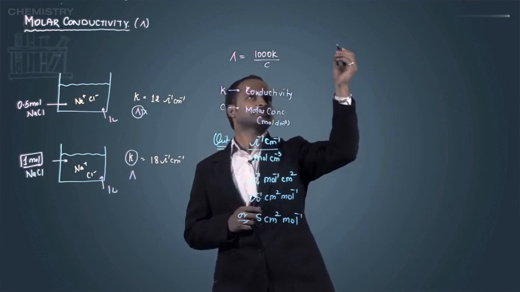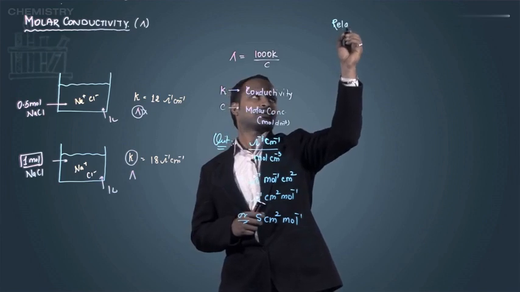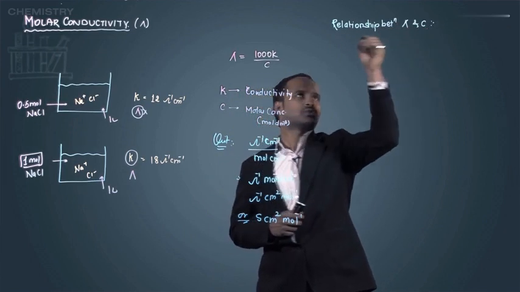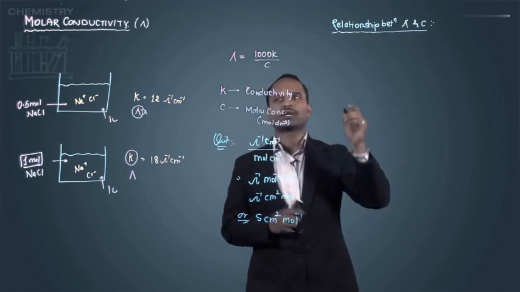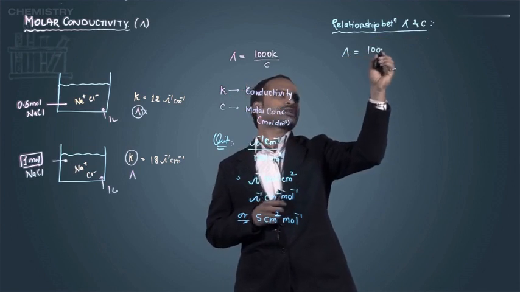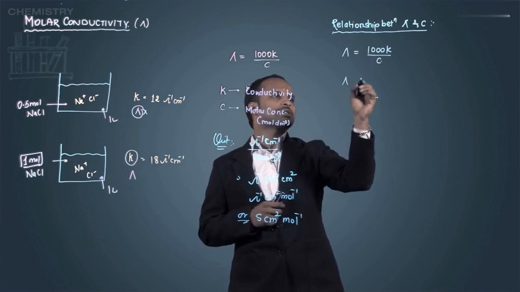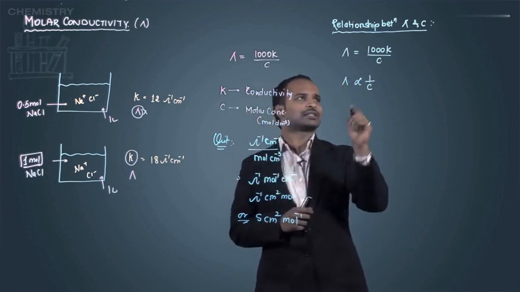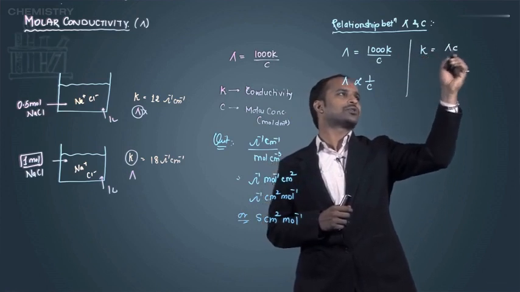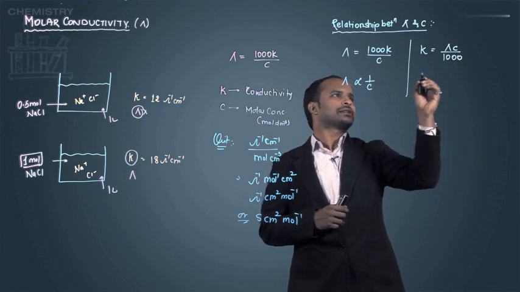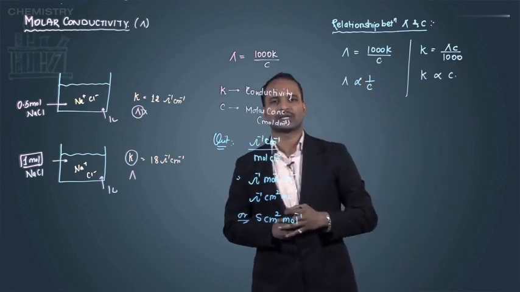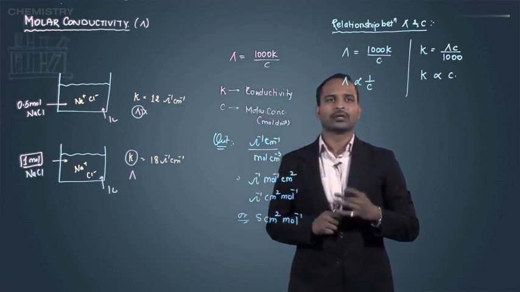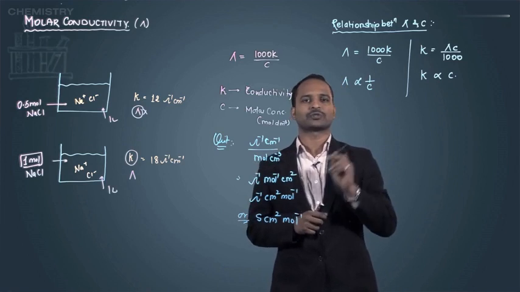After this, the relationship between lambda and concentration of solution, or I can use the term dilution of a solution. Here we have the relation that lambda is equal to K upon C, or 1000 K upon C. So simply from the formula you can say that lambda is inversely proportional to concentration. It means as the concentration increases, the lambda value goes on decreasing. At the same time for K we have the formula K is equal to lambda C upon 1000. That is, K is directly proportional to concentration. As the concentration increases, the conductivity goes on increasing, but at the same time the molar conductivity goes on decreasing, because as the concentration increases, the number of ions produced by 1 mole of electrolyte goes on decreasing.